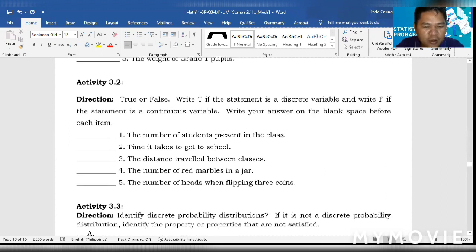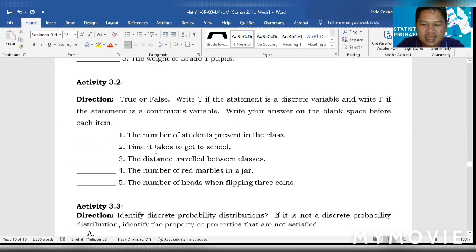Number one, the number of students present in the class. True or false? Is it countable? Is it discrete or continuous? Number two, time it takes to get to school. Number three, the distance traveled between classes. Number four, the number of red marbles in a jar. Number five, the number of heads when flipping 3 coins.